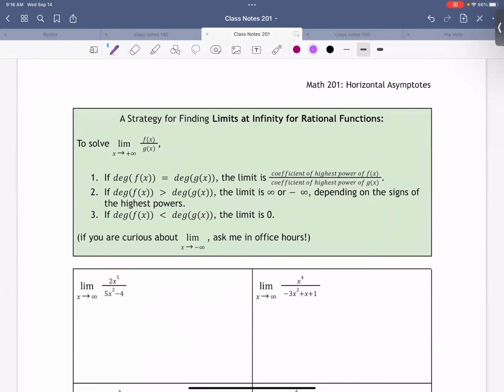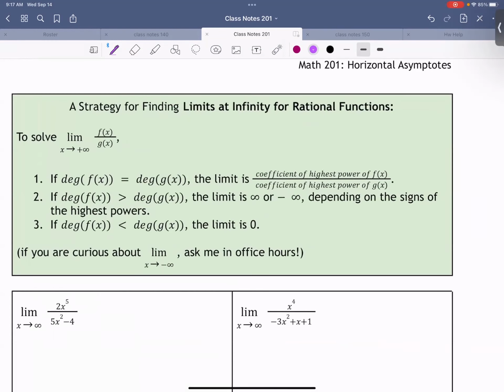Here I'm gonna tell you the strategy. The method that I used in the example two examples ago, I don't expect you to do, because we have a really easy way of solving these limits. We're gonna focus on solving the limit as x approaches positive infinity, because we don't have enough time. If you're ever curious about the limit as we approach negative infinity, just ask me in office hours. Negative isn't that bad, but we'll just not touch it, okay?